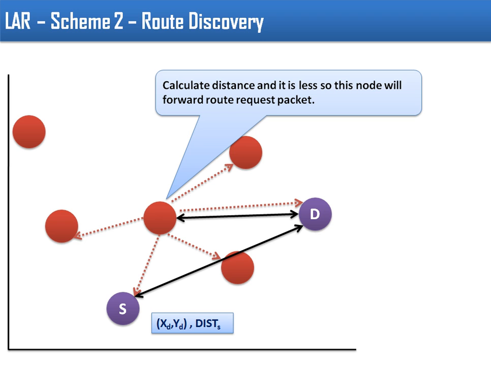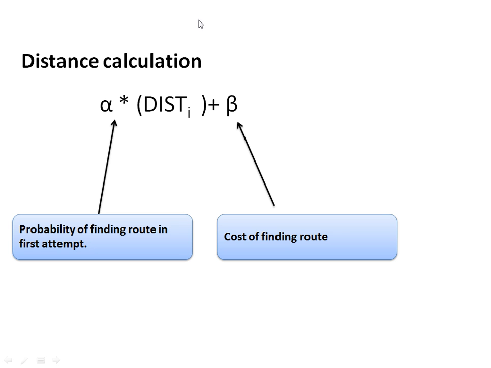Now in our example we just considered a distance, but actually this distance calculation includes two parameters, alpha and beta, where alpha represents the probability of finding the route in the first attempt and beta represents the cost of finding it. So initially we consider alpha equal to 1 and beta equal to 0, which is equal to our last assumption, whatever the last scenario we have discussed. But these values can be changed, and they are used to consider a trade-off between these two.